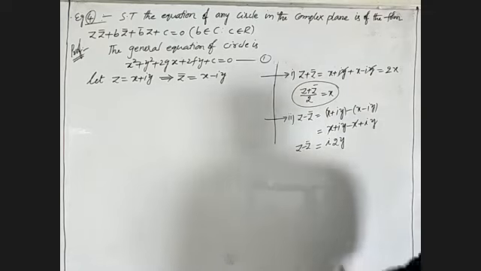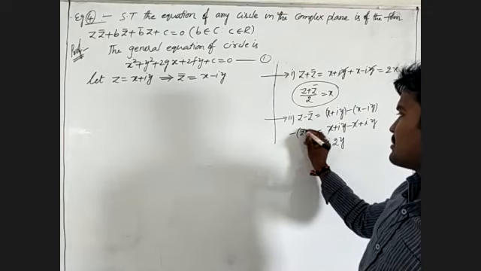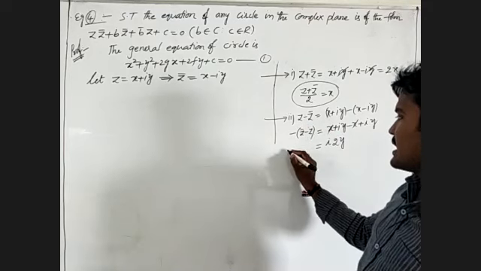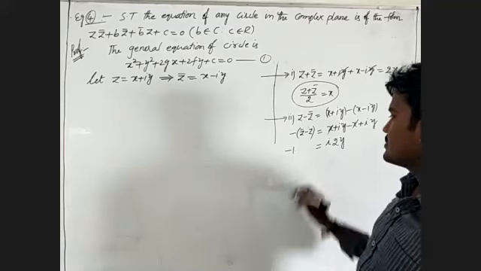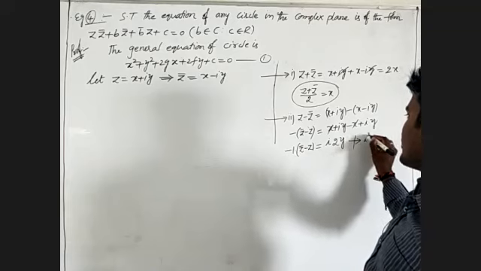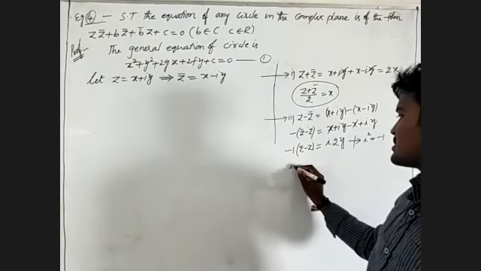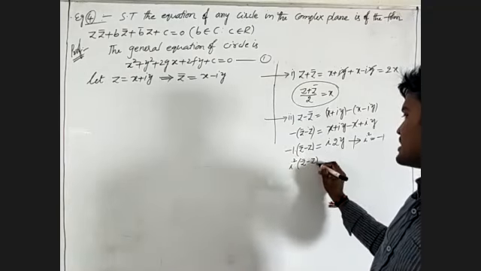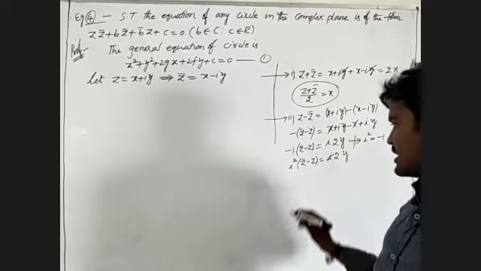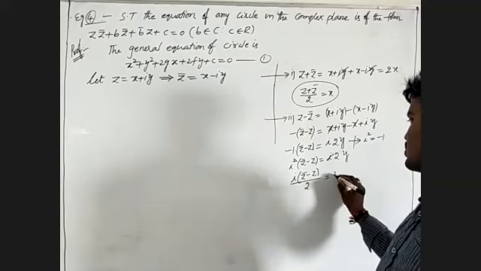In z minus z bar, minus is common, so it must be written as minus 1 into (z bar minus z). We know that the complex number i square is minus 1, so we replace minus 1 with i square. Then i square into (z bar minus z) is i into 2y, where i and i square cancel. The remaining is i into (z bar minus z) by 2, which is equal to y.